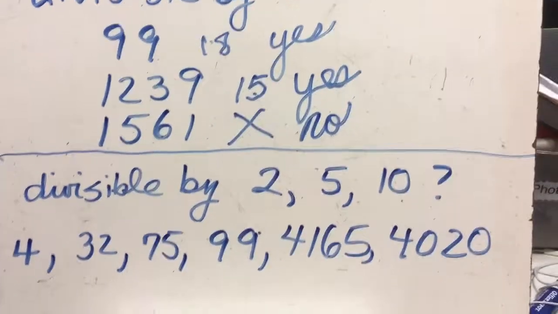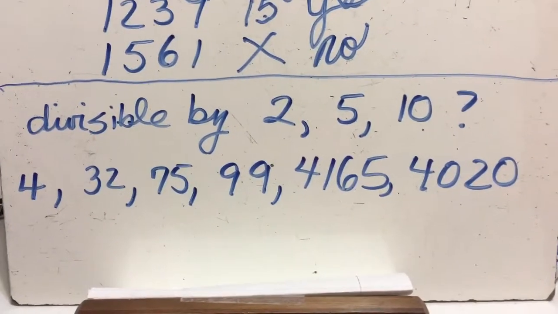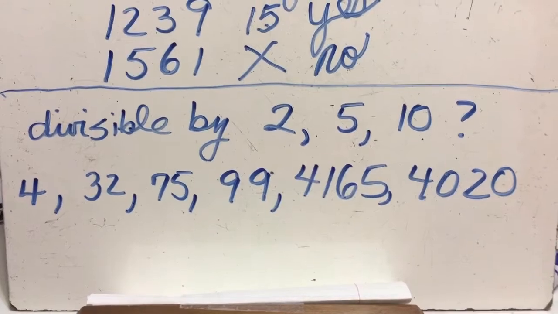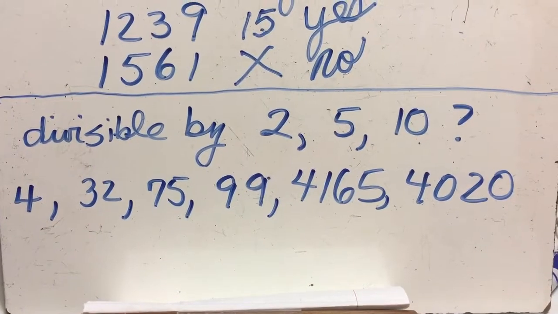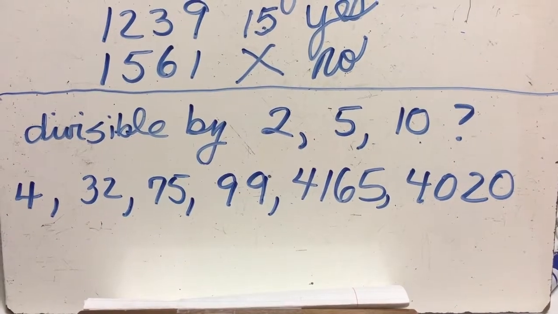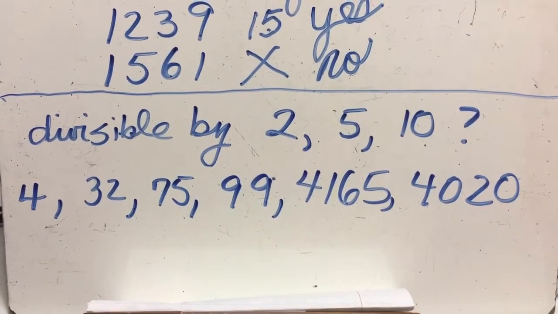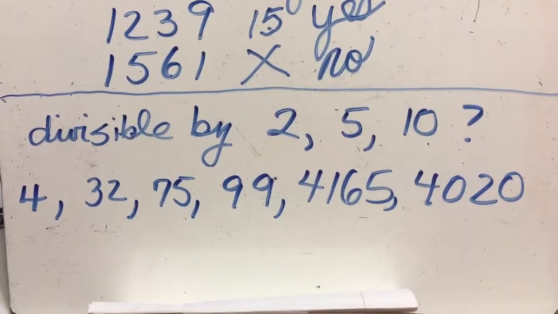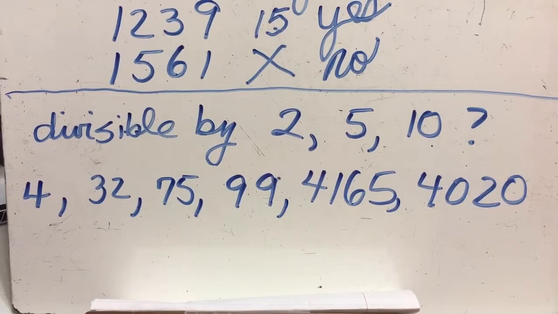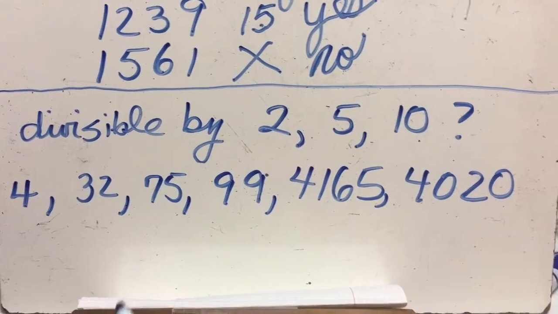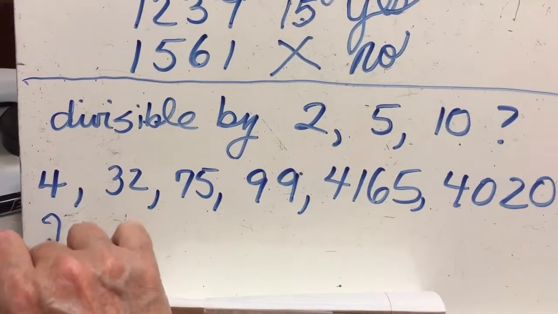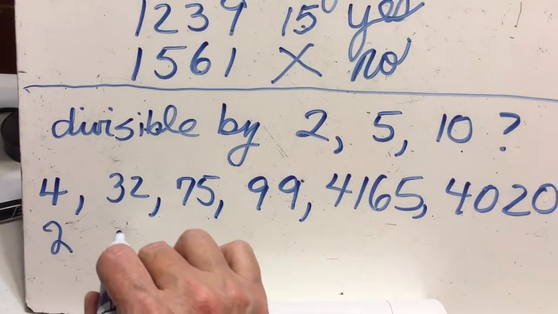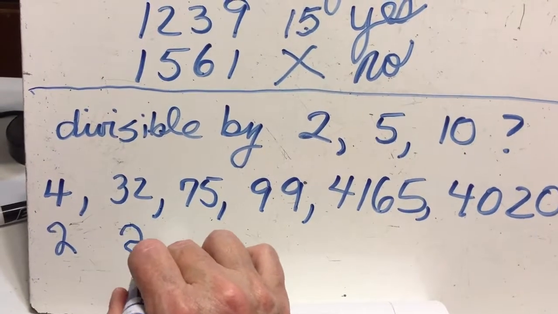Isn't that cool? So now we're going down here, divisible by 2, 5, or 10. Let's look at each number and see if it follows the rules. First of all, let's talk about 2. 2 goes into even digits. The last digit must be even. So we'll say, yes, this one is divisible by 2. This one has a 2 on the end, and a 2 is even.